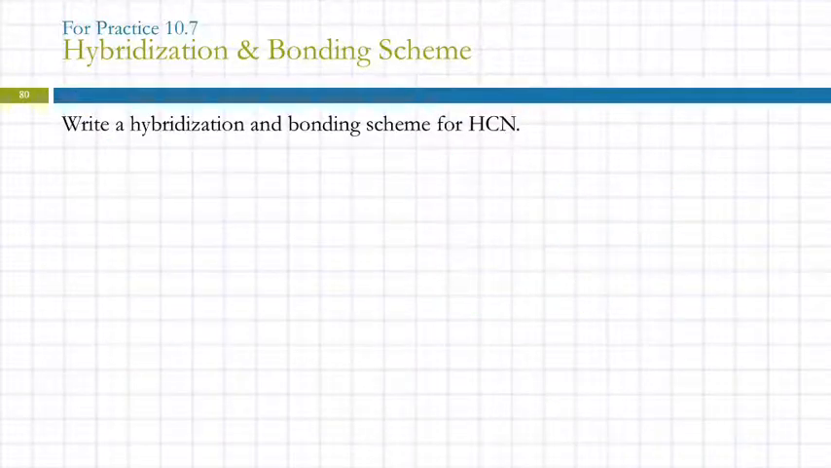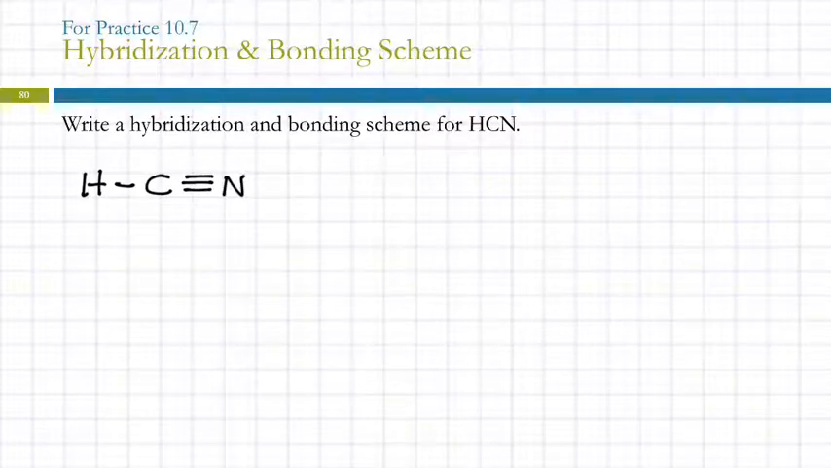Let's do HCN. We start with the Lewis structure. There it is. We look at the central atom and we ask ourselves, how many electron groups? A triple bond is one group. A single bond is one group. How many groups? 2 groups. So what's the hybridization? sp. Okay.